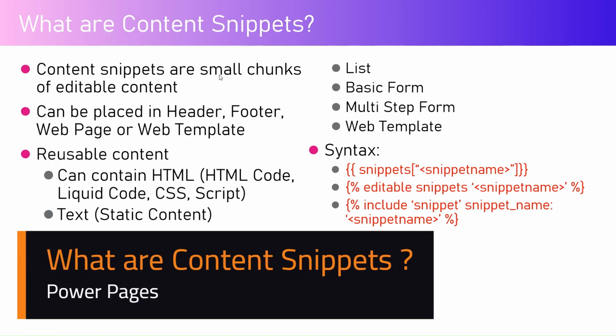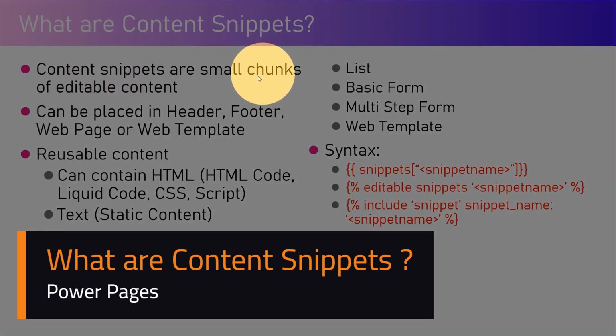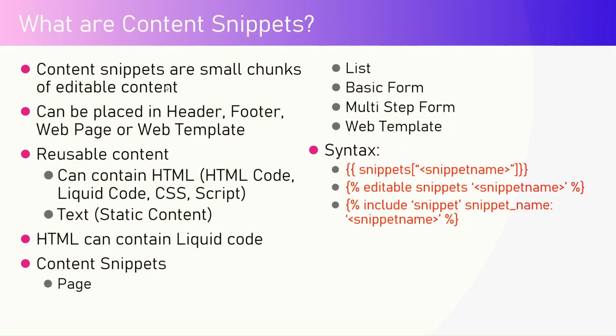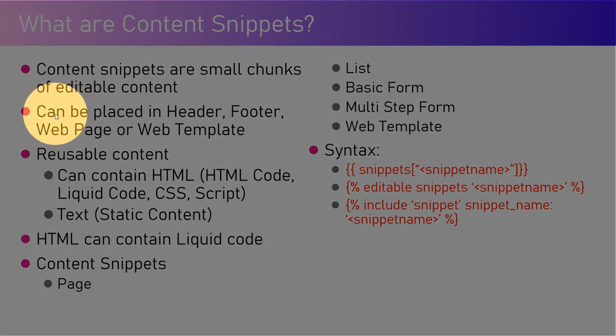In this video, I'm going to talk about content snippets within Power Pages. Now, what are content snippets? Content snippets are basically small chunks of editable content. The content can be editable if it is configured to do so. The content snippet is basically a reusable component and it contains HTML, liquid code, CSS, script, etc. It can also contain text just for static content.